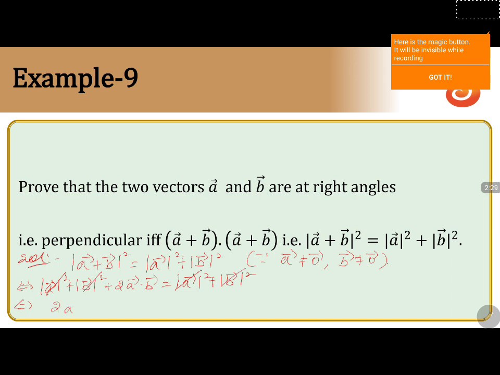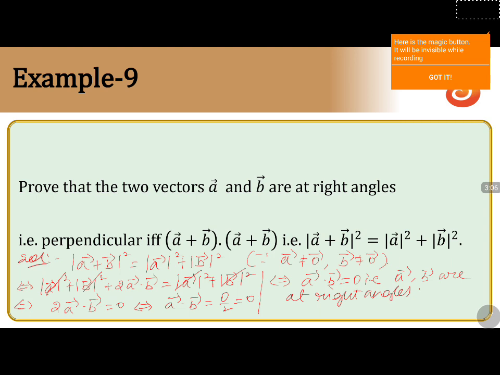The leftover part is 2 into a dot b is equal to 0. So if we send this 2 to the other side, a vector dot b vector is equal to 0 by 2, which is equal to 0. So this can be written as: if and only if a vector dot b vector is equal to 0, that is, a vector and b vector are at right angles. So by taking this condition, we proved that a vector and b vector are at right angles.